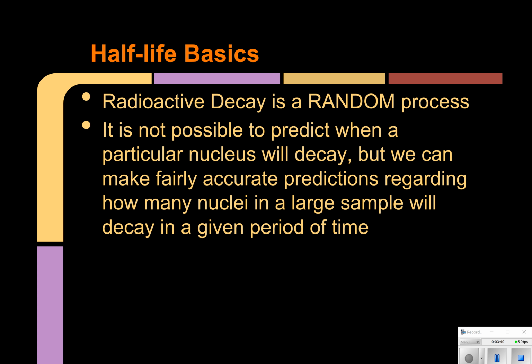Now what we're going to focus on today is half-life, and what half-life means in regards to radioactive isotopes. Radioactive isotopes undergo radioactive decay, and this particular process is random. We can't predict with any certainty how much or when it's going to happen, but we can make a fairly accurate prediction about how many nuclei in a large sample are going to decay in a certain amount of time. And this is going to change depending on the element that we have.